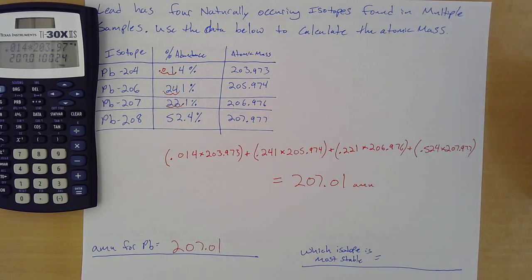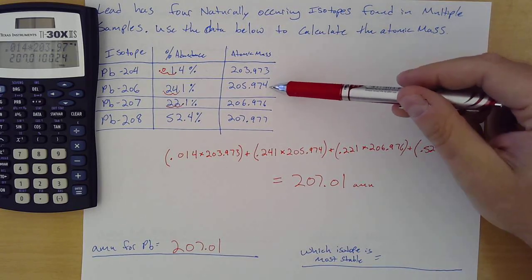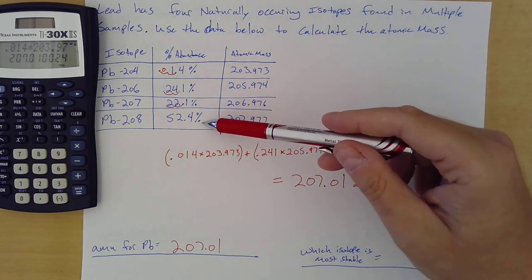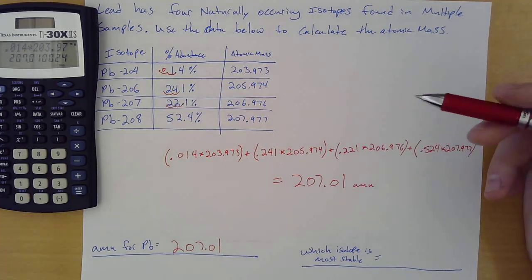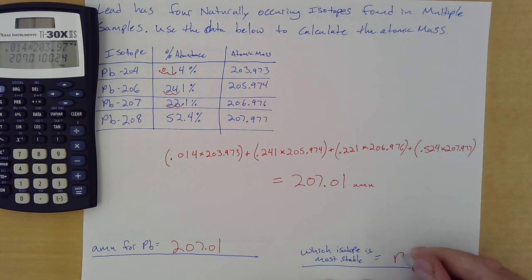And then my other question here is, which is the most stable? So when we think about this, what data do we find? Well, I took a sample of lead out in the wild, and I came back and I analyzed it, and I found these 4 isotopes, but I found this isotope more often than the other ones. So the most stable one is going to be the one that I find the most. So that is the Pb or lead 208.